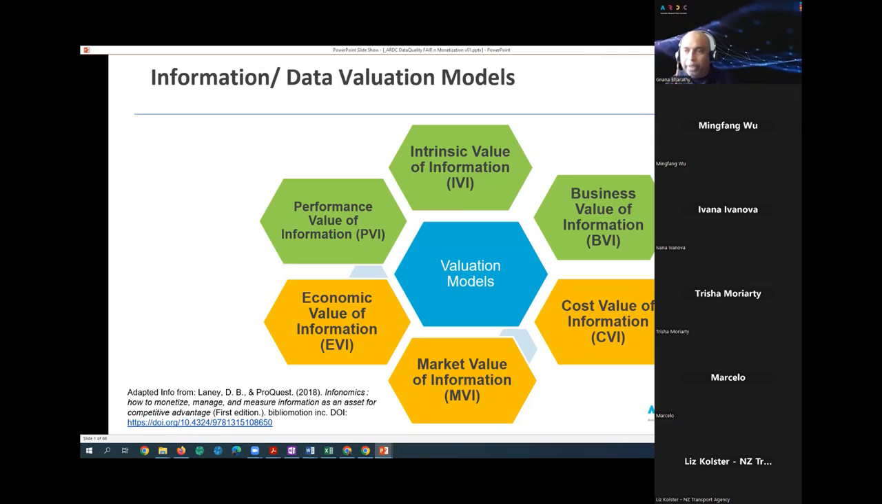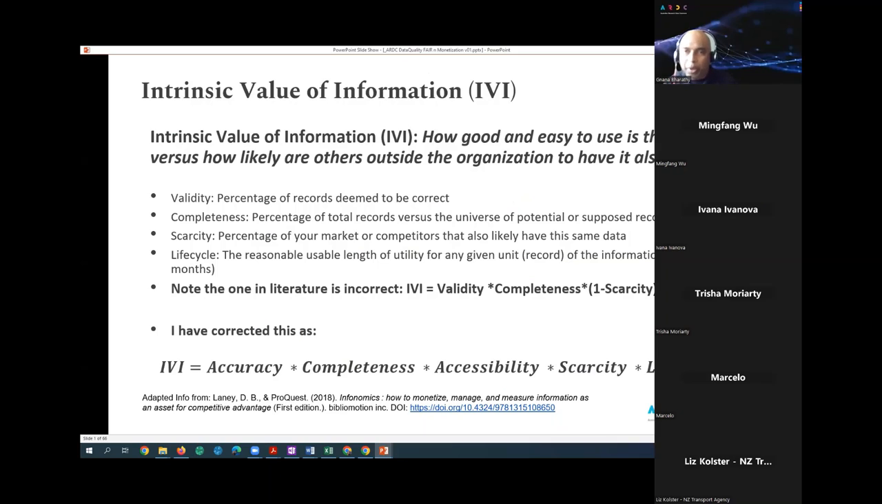Of course, for the data to have value, it should have some level of validity: the percentage of records deemed correct. It needs to be complete, with fewer missing values and so on, and fewer errors. Then scarcity, how rare the data is to find, for it to have monetary value, as economists would put it, and then the life cycle, which is how long this data would actually be available. I think this is probably the most important concept, especially to translate into research.